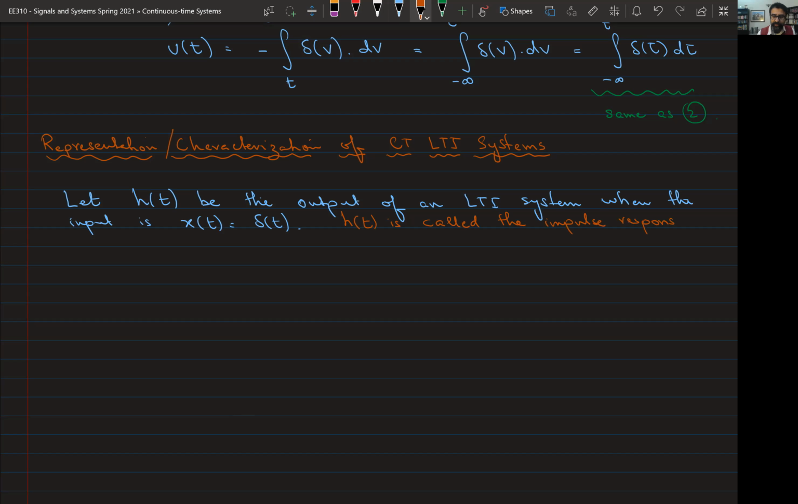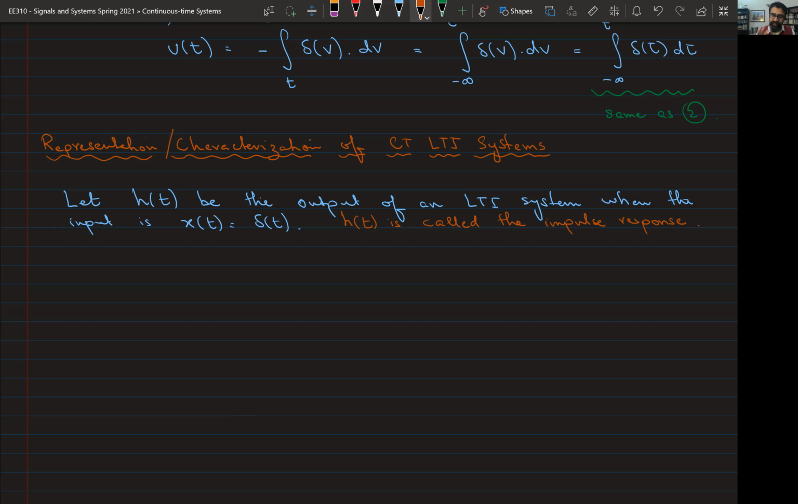Why is it called the impulse response? Because it's the response that you get when the input is an impulse, right? That's why the name of the term impulse response. Now, it turns out, as we're going to see, that the impulse response is something which completely characterizes the LTI system.